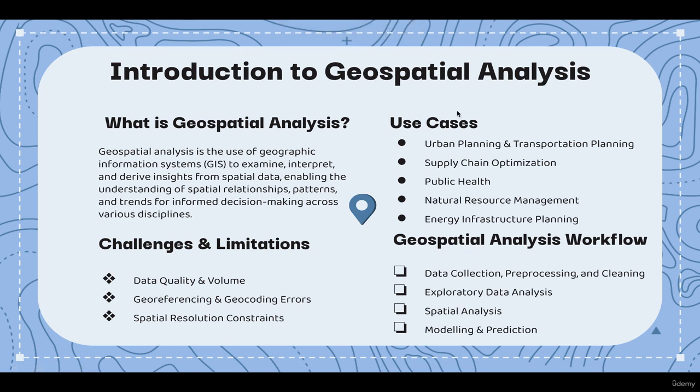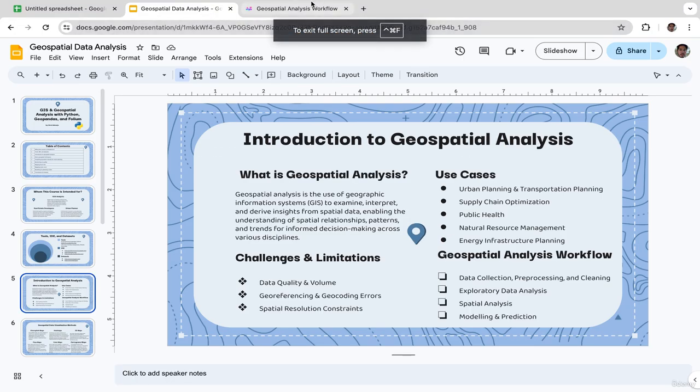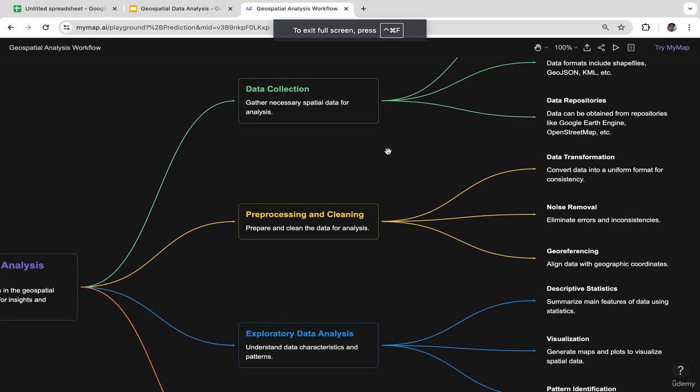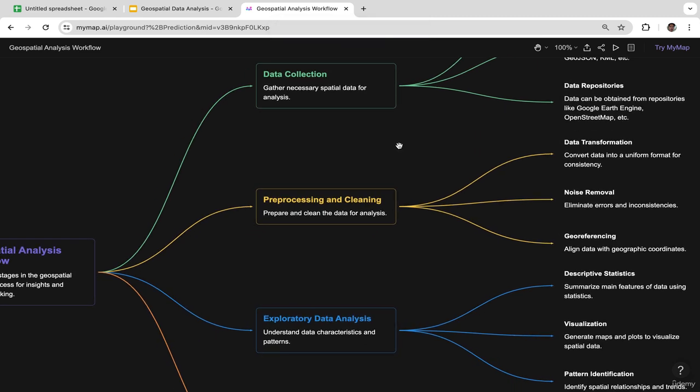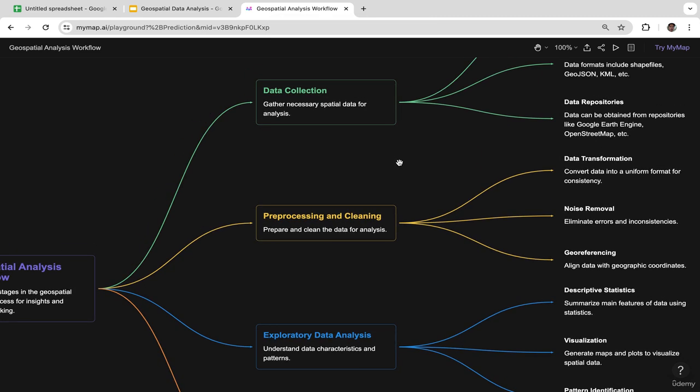Okay, now let's move on to the next part. I'm going to explain geospatial analysis workflow. I'm going to explain the process using mind map. So here is the mind map, guys. The process is consisted of 4 main steps. The first step is data collections. In this step, we are going to gather relevant geospatial data from various sources.